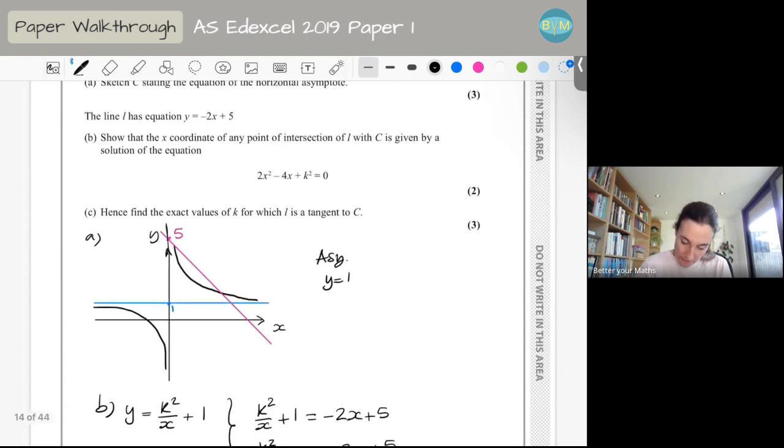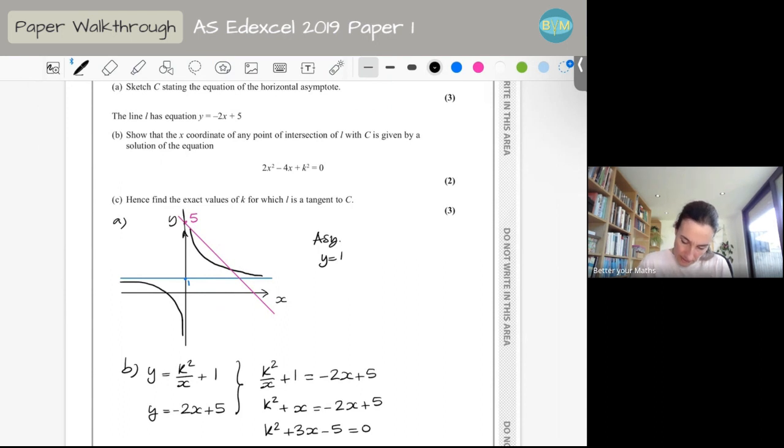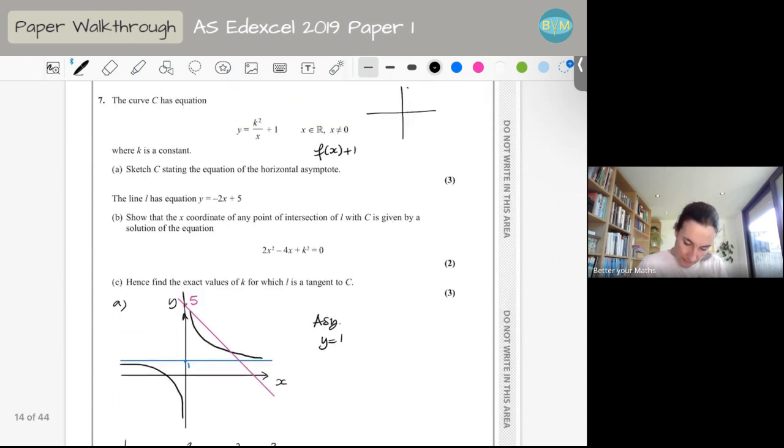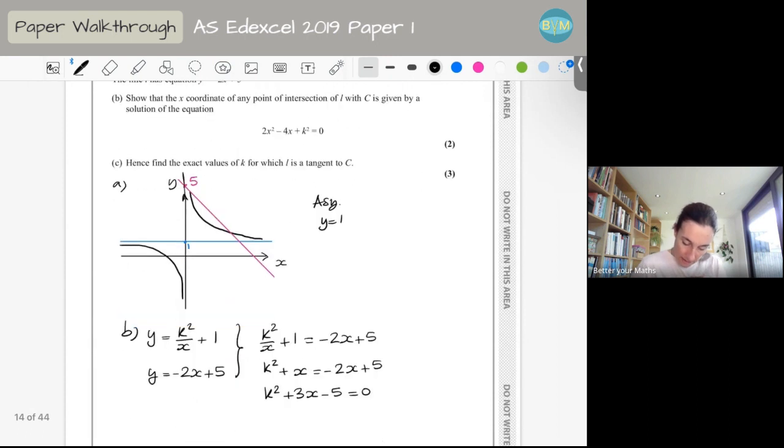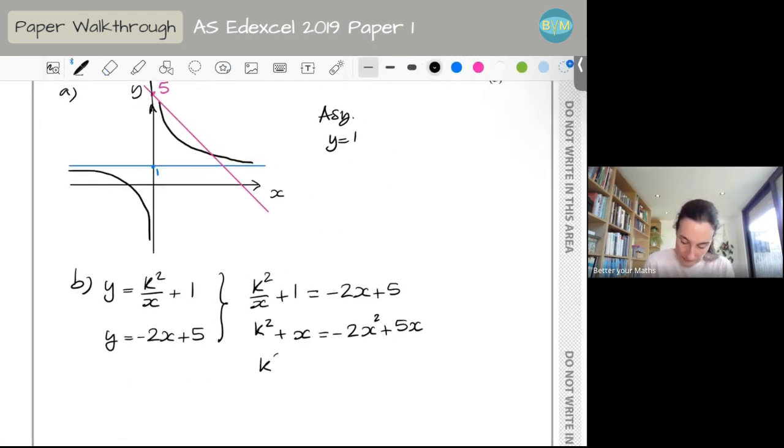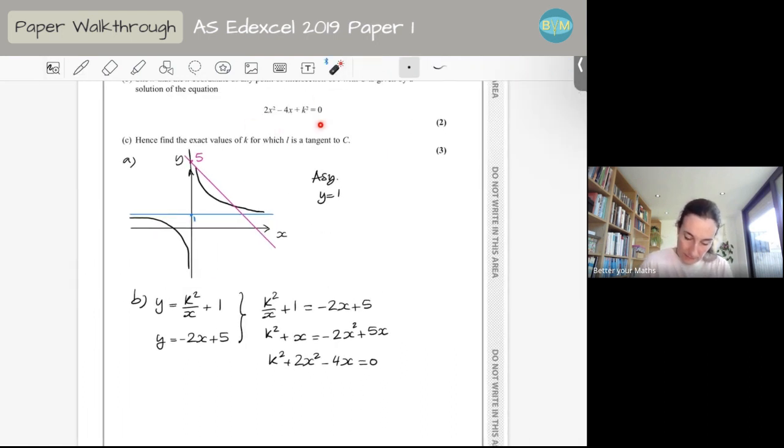No, I have k squared divided by x plus 1. So I make the y's equal to each other. I'm sorry, I didn't multiply these ones by x. So we have k squared plus 2x squared, and then minus 5 plus 1 minus 4x equals 0. And that's the expression that we have to find. This one is just in a different order. It comes down to making both equations equal to find the points of intersection.